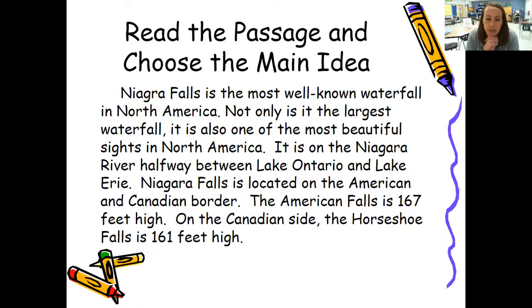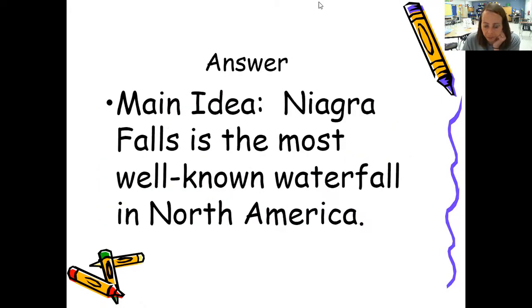So I want you to think, what was this text mostly telling us about? We know that it was mostly about Niagara Falls, right? Because all of the sentences were telling us about the Niagara Falls and were giving us details about Niagara Falls. Now, one place that you can look to find that main idea is at the very beginning. A lot of times, that very first sentence gives us a really big clue as to what the main idea is.